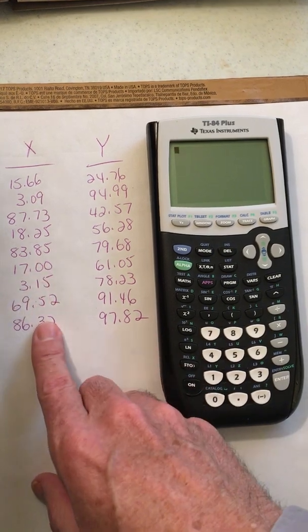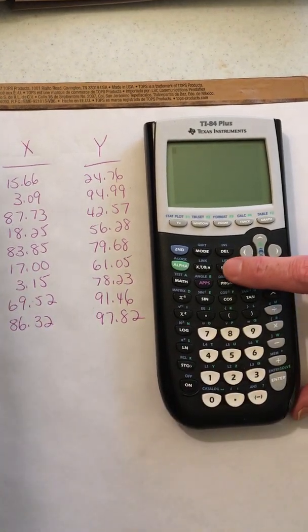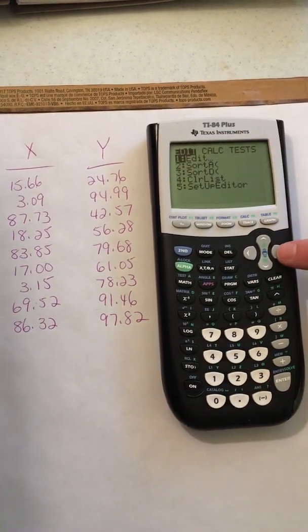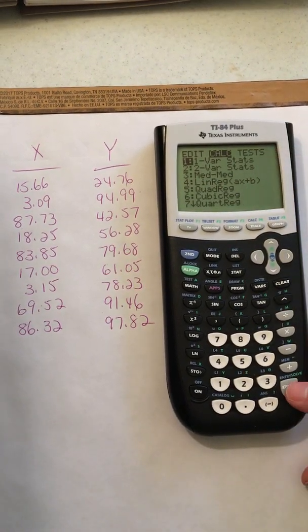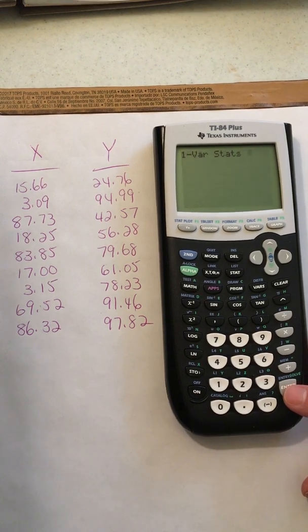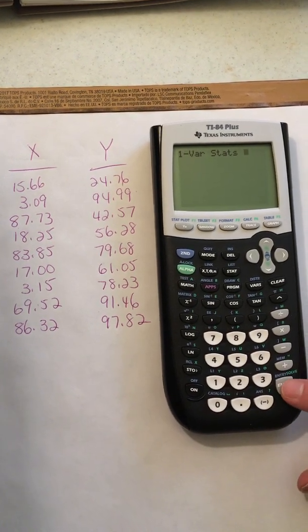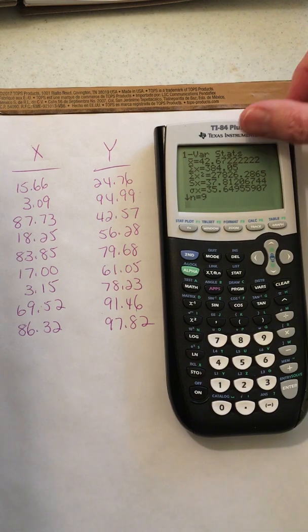Now to calculate the statistics for this data, I hit the Stat button again. I'm going to cursor over to the Calculate column and select the first entry, 1-Var Stats. I'm going to hit Enter twice. We'll talk about why that's twice shortly. So it computes for me.